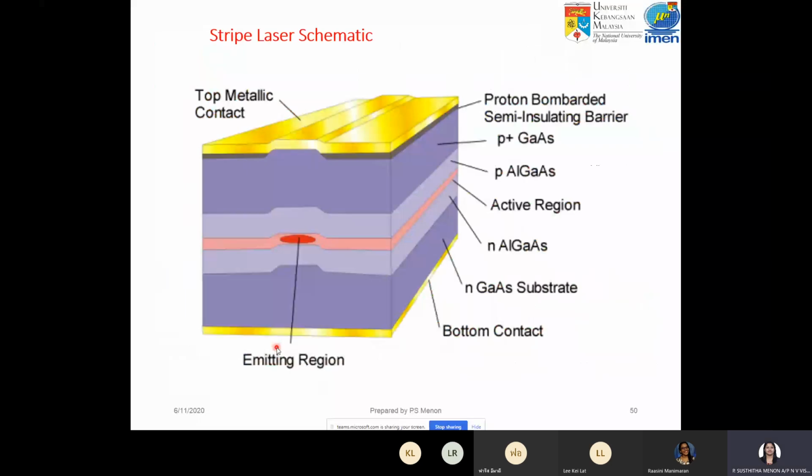Okay. So the next few slides, I'll be showing different types of lasers. Basically, this is what we call an edge emitting laser. You have the bottom contact, and this red one over here is the active region. You have P type at the top and N type at the bottom. Light is oscillated over here and finally it will be emitted out at the emitting region. This is edge emitting. Okay.